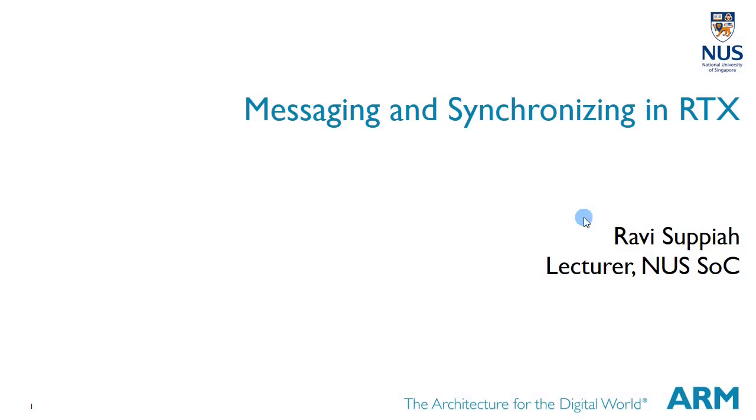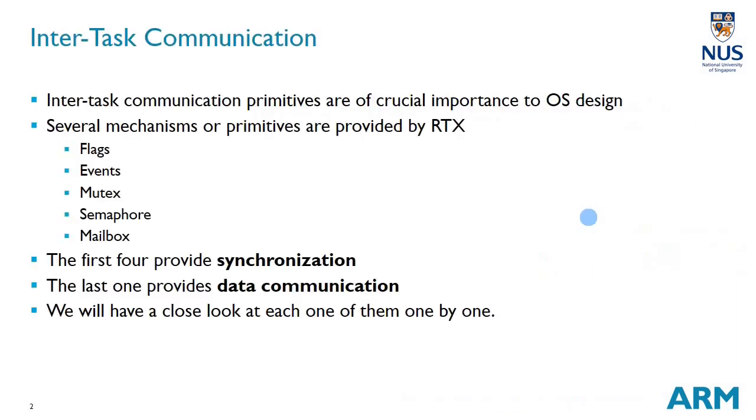Hi, in this video we're going to be looking at messaging and synchronizing in the RTX RTOS. Intertask communication is very important in OS design, basically because as we have seen, multiple threads are always running and you can have a lot of context switches happening all the time. So there must be a very reliable and effective way for tasks to communicate with each other.